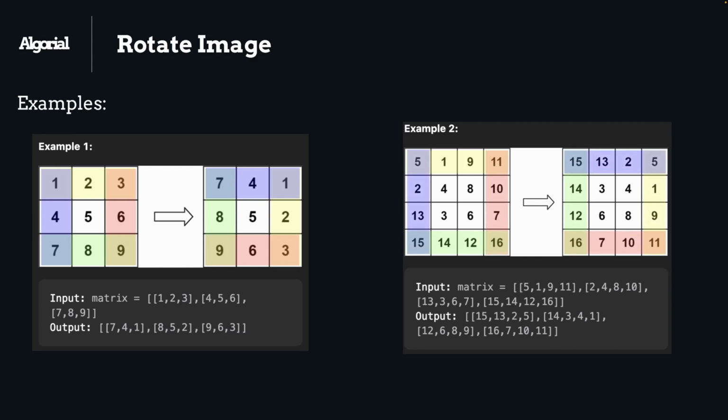But note that when we have more than one layer, we need to take care of all possible layers in that data set. Like in this case, we need to rotate the inner layer as well. So if we do it one more time, it will be like that. Let's jump into the solutions.